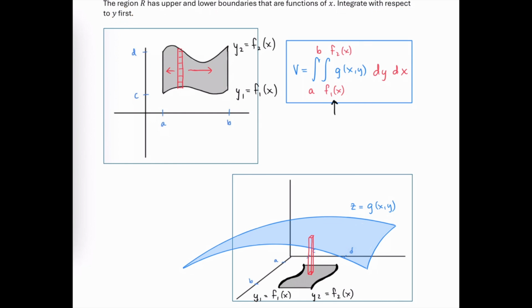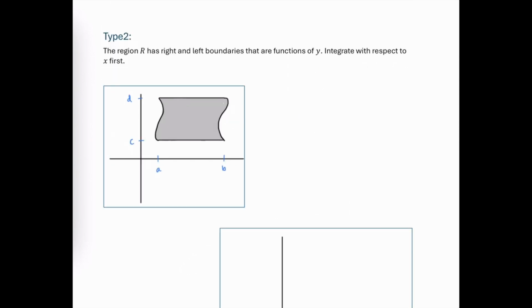Notice that these inside limits contain the x variable, which is being held constant when we integrate with respect to y. And the outside limits are going to be constants with respect to y and with respect to x. So the inside limit is allowed to have a variable in it as long as it's being held constant with that first iteration of the antiderivative. Now let's take a look at this second type.